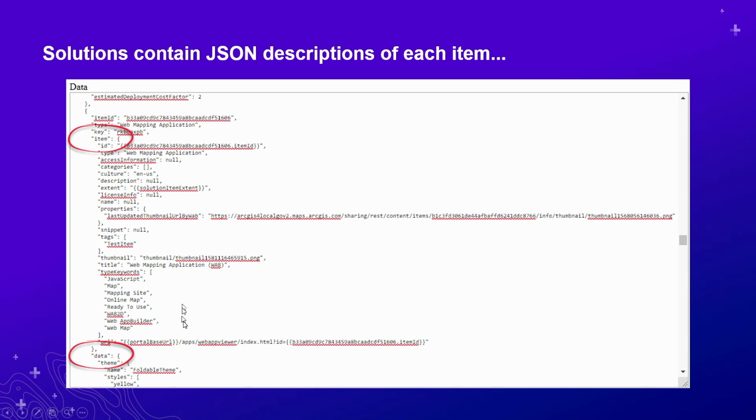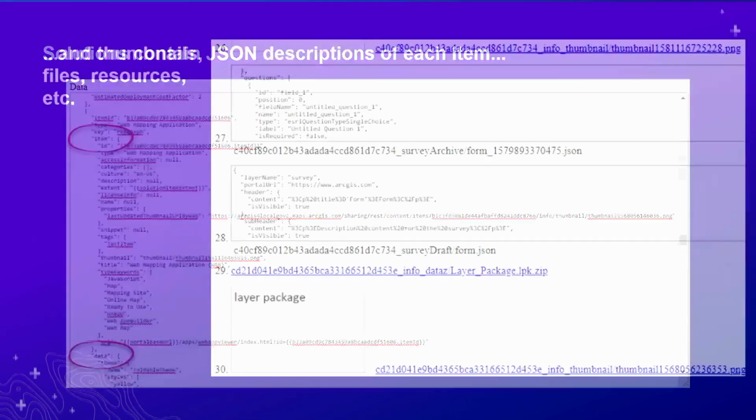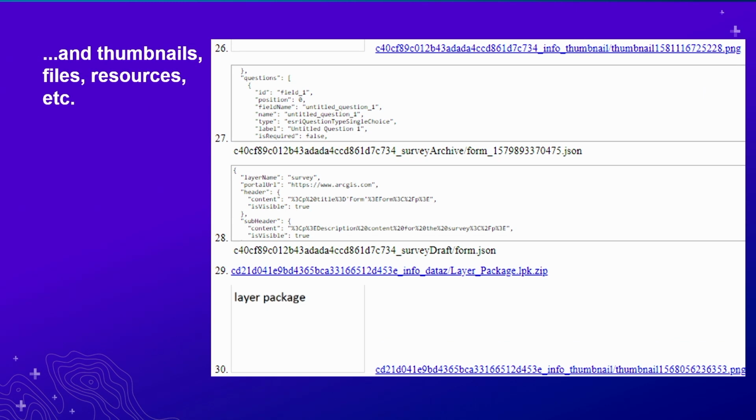And if the item has a JSON data payload, we'll include the payload as well, as you see in this case where we have a web mapping application that has a JSON data payload. But of course, not every item has a JSON payload, and items also have resources, and they have thumbnails and other things. So we also want to include all of those. So we add those as resources to the solution item.